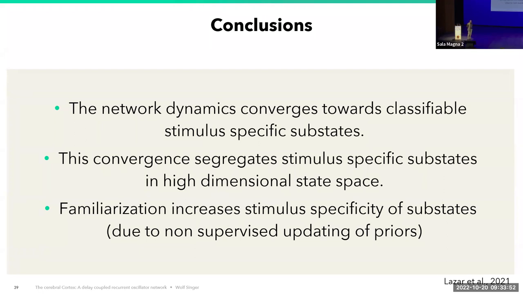So, conclusions: network dynamics converge towards classifiable stimulus-specific substates, and they do this very quickly. In 100 milliseconds, this collapse occurs. This convergence to the substates segregates stimulus-specific substates in a very high dimensional state space, so you can probably have representations of many different objects or contents in the same ensemble of neurons. And then if the system gets familiar with the stimulus, priors get adapted, and then substates become more easily classifiable. They become more stimulus specific. So it's a non-supervised updating of priors following these Hebbian correlation rules.